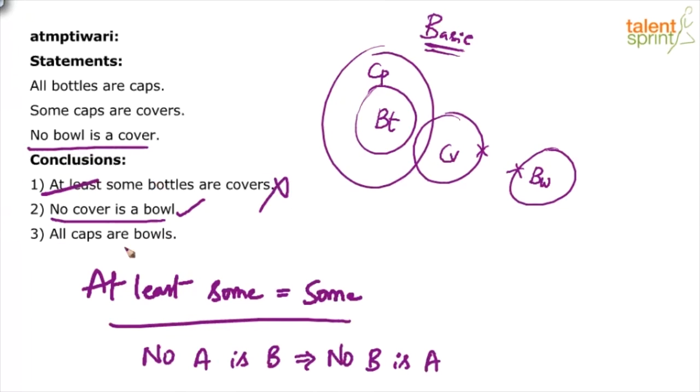Look at conclusion 3. All caps are bowls. Do you see this? No, not possible. From the basic diagram itself, caps and bowls do not even touch. There's no overlapping between caps and bowls, so this conclusion fails in the basic diagram itself. And what's the thumb rule? If a conclusion does not follow the basic diagram, it is definitely false. If it follows the basic diagram, then you'll have to worry about the possible diagrams. So very clearly the answer is that only conclusion 2 follows.